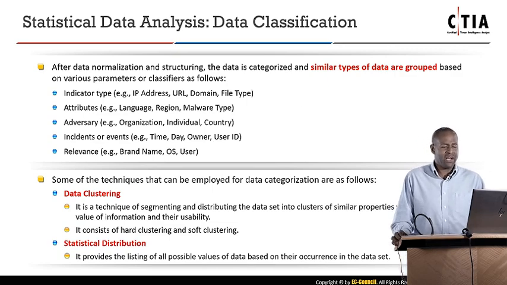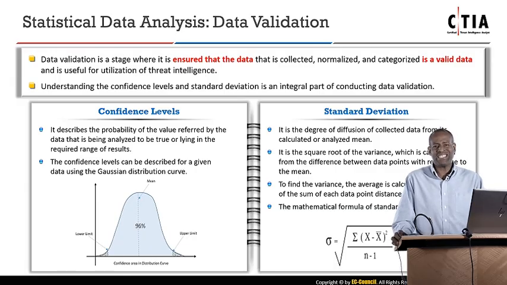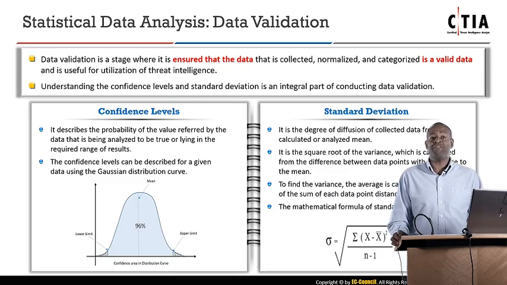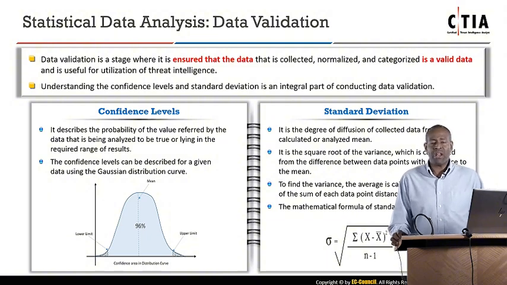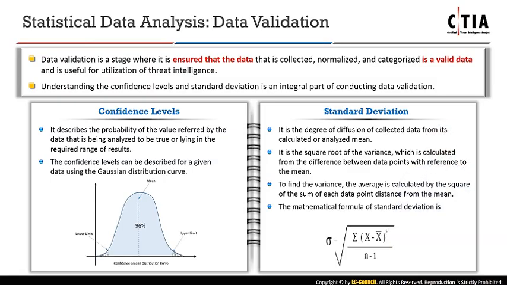So this is data classification. And next we look at data validation. Here is where we look at the actual validation stage, where we do the mathematical operations to normalize and categorize the data, and make sure that the data is actually valid. And so what we're going to need to do is understand confidence intervals and standard deviation. This is a very important part of data validation.